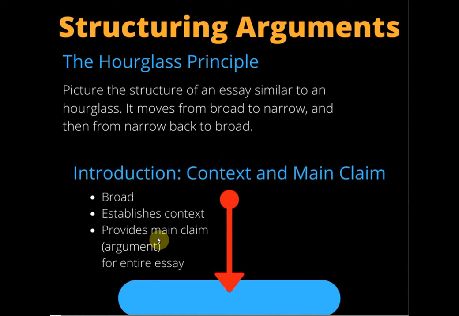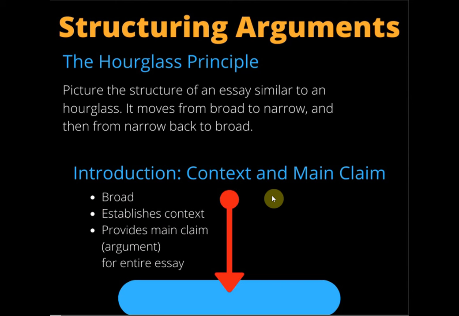When we look at the hourglass, one of the things that we see that it shares in common with the introduction to an essay as it moves into its body is that it starts broad and it gets more specific. So if we look at the introduction of an essay, typically it's going to be the broadest part of an essay in terms of the ideas. It's going to establish the larger context for our argument, and it's going to provide the main claim, right? The main argument of the essay, what needs to be established by the writer.